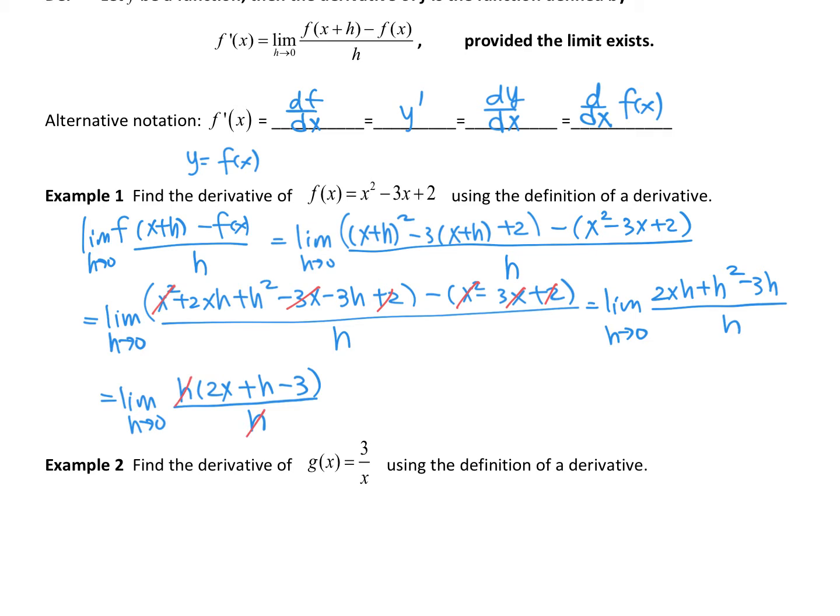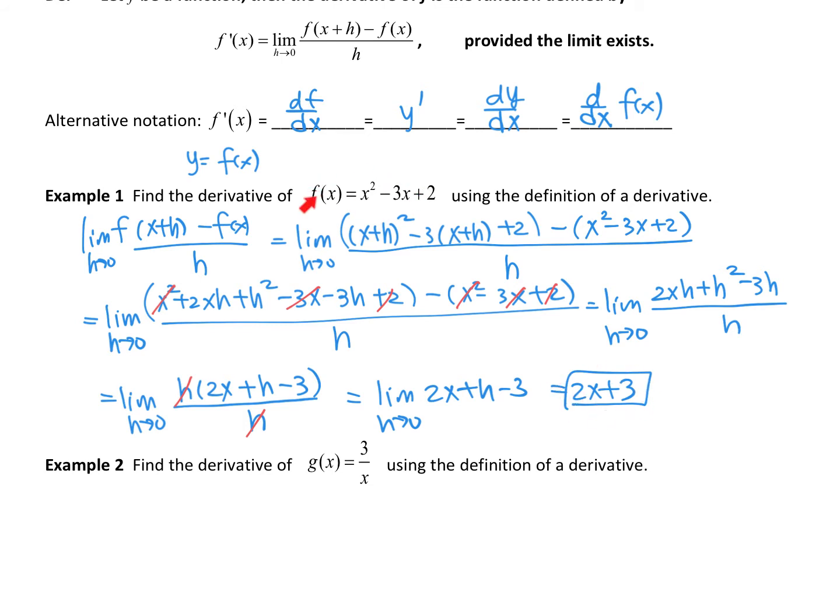This means I get the limit as h goes to 0 of 2x plus h minus 3. Now I can let h go to 0, so this goes to 0. All I have left is 2x minus 3. So as a function, if I take the derivative of this at any point, I get this.